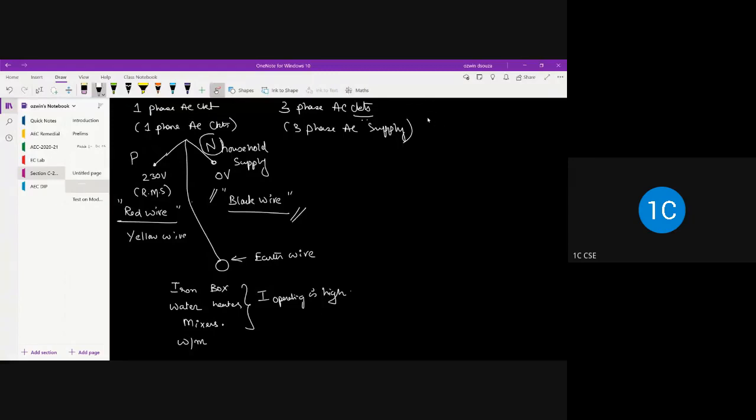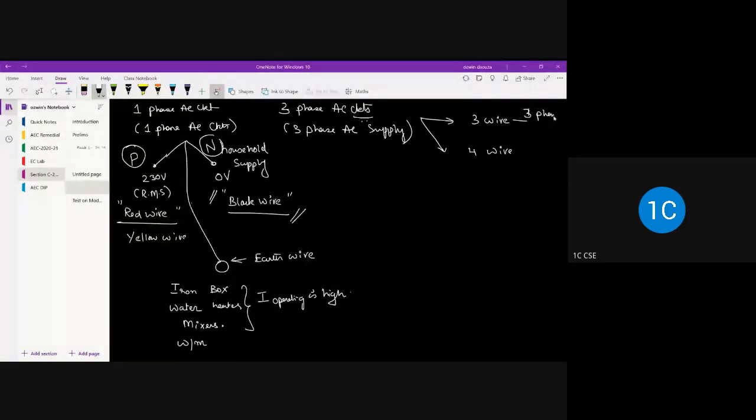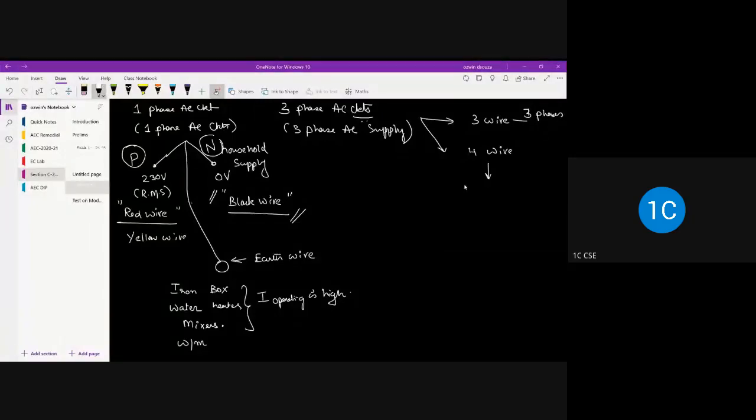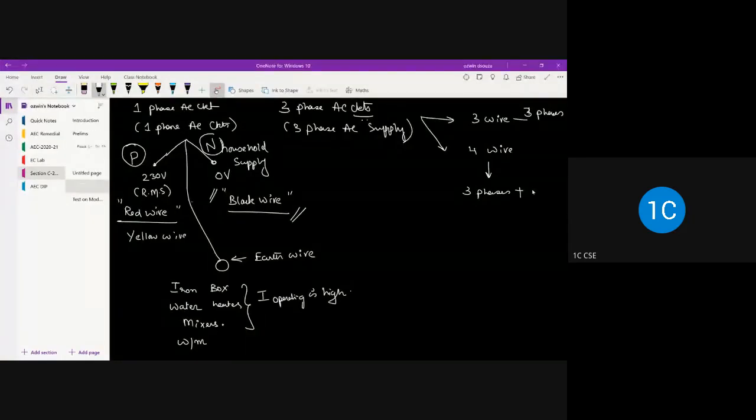On the other hand, your three phase AC system will have further two types of systems: three wire system and four wire system. In the three wire system, you will not have one phase, you will have three phases. Let me write here, three phases you will have. On the other hand, in the four wire system, you will have three phases, along with the three phases, you will also have one neutral.